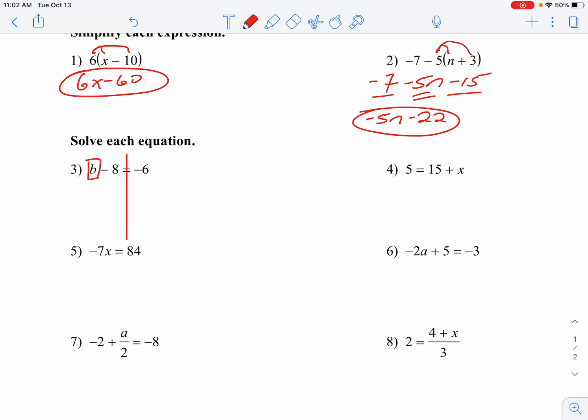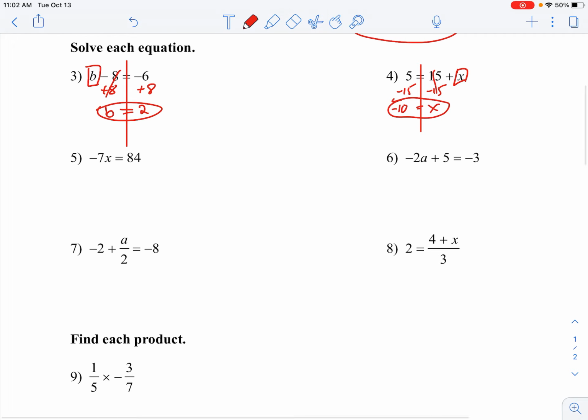In this case, I'm doing a minus 8, so the inverse of minus is addition. Those 8's cancel. Negative 6 plus 8 is 2. Number 4, it's a positive 15 that's getting added to x. So the inverse of a positive 15 is a minus 15. So 15's cancel. 5 minus 15 is negative 10.